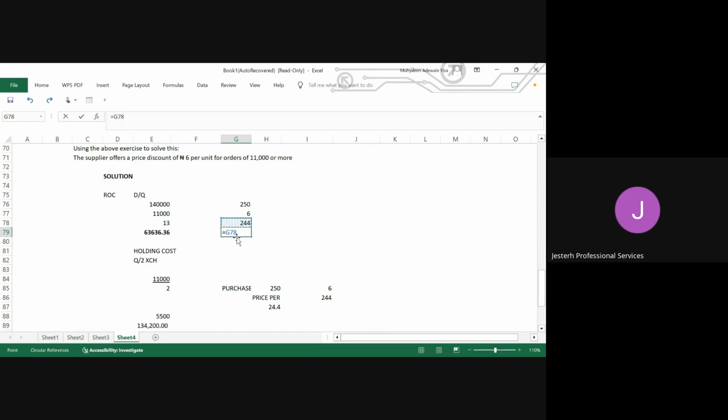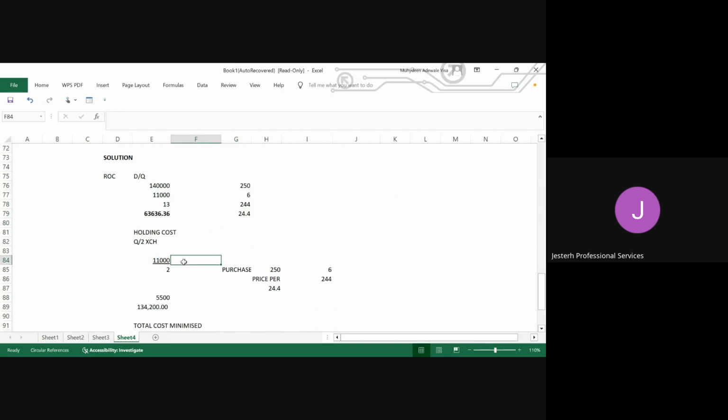Now you will just say this: 244 naira divided by 10%. Now it means each of the holding cost per unit is going to be 24 naira 4 kobo. 24 naira 4 kobo. Now you will come here.